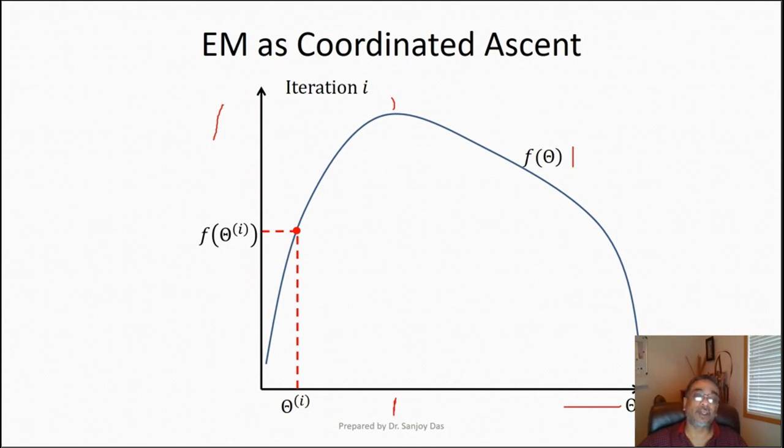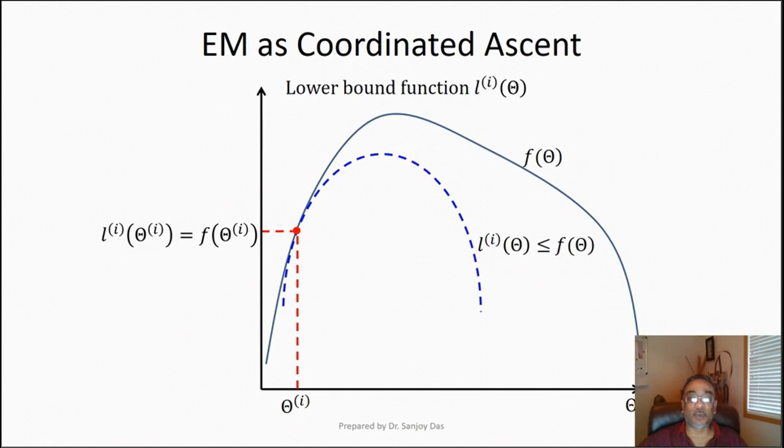Now in iteration I, this is what we have. Theta I is the value in iteration I, and this is f of theta I. And so what we do is we construct a lower bound L superscript I of theta. And remember, L superscript I of theta needs to have two things. It has to be a lower bound, so it has to be lower than this f of theta curve, this blue curve here. So the Li of theta has to be lower than this, and it has to touch at this red point, because at theta I, the lower bound has to be equal to the function.